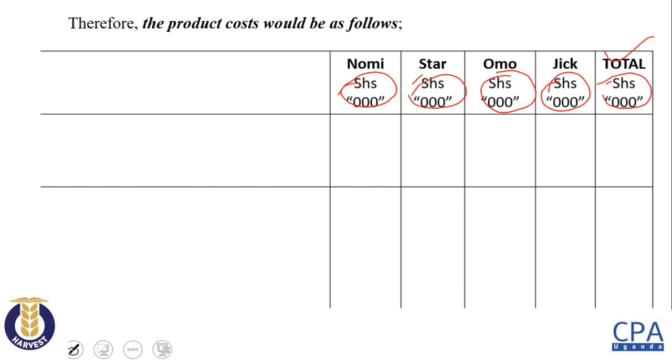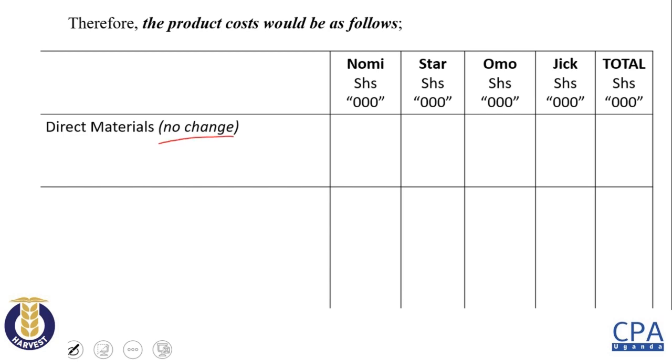Of course, we have already discussed part of this solution in regard to the direct costs. For you to produce any of these products, you need to incur the direct material costs. So the direct material costs are going to remain unchanged. There's not going to be any change.